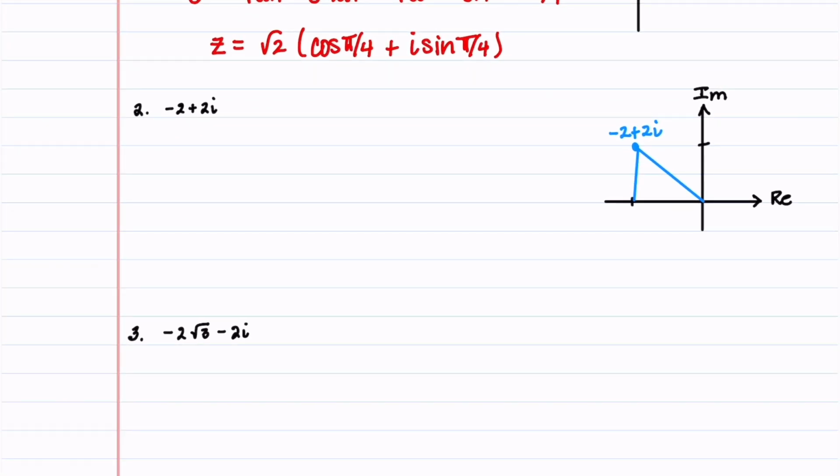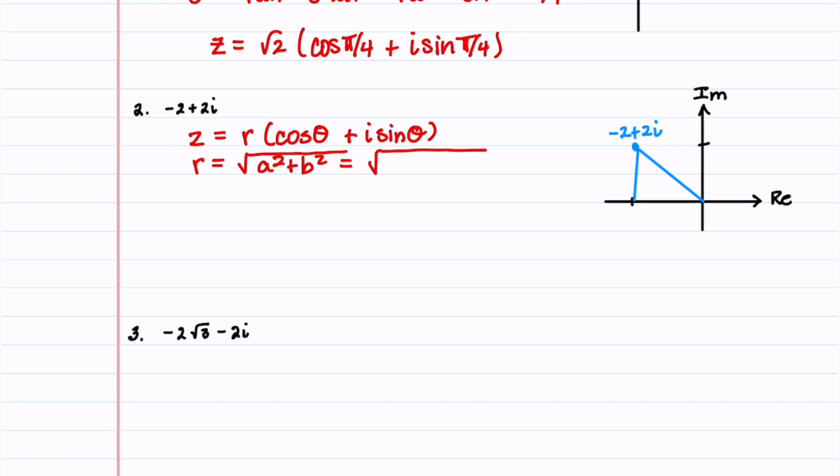Let's now do our second example. Again, we'll begin by writing down our formula. Z is equal to r cosine theta plus i sine theta. r is the square root of a squared plus b squared. So this is going to be the square root of negative 2 squared plus 2 squared. And that is equal to the square root of 8, which simplifies to 2 root 2.